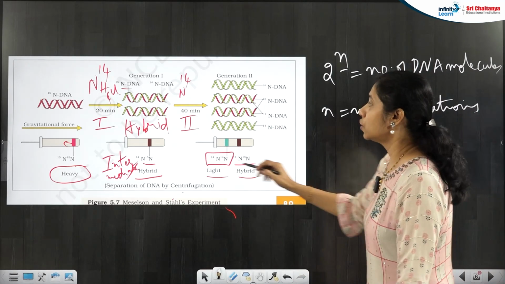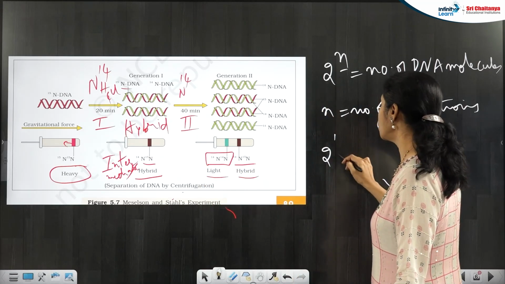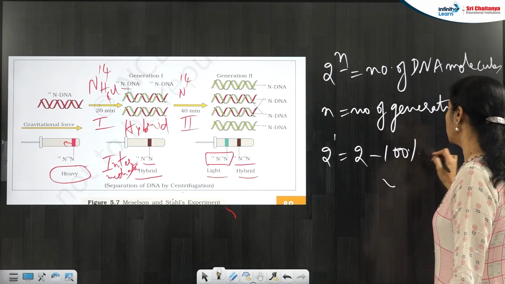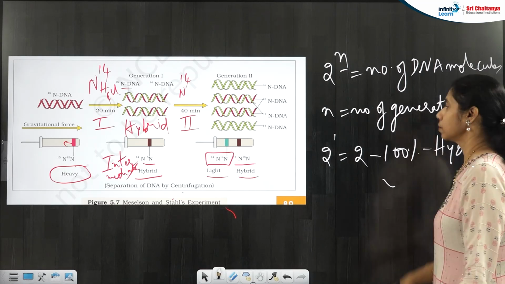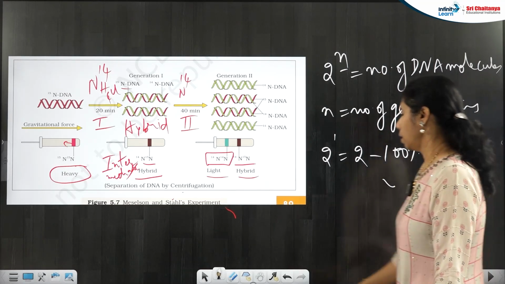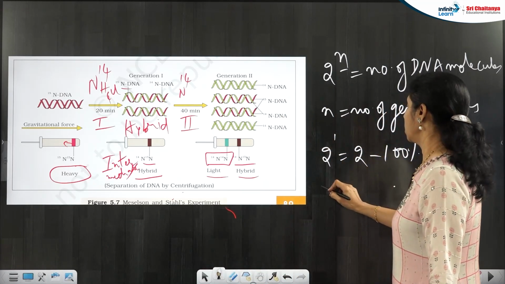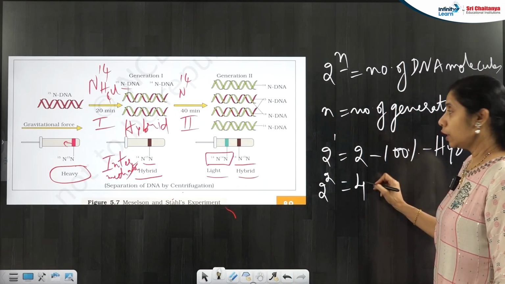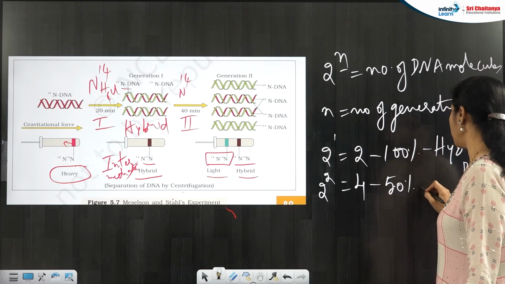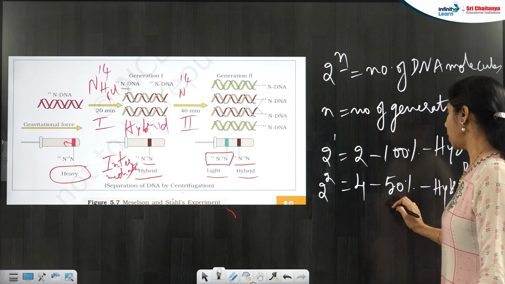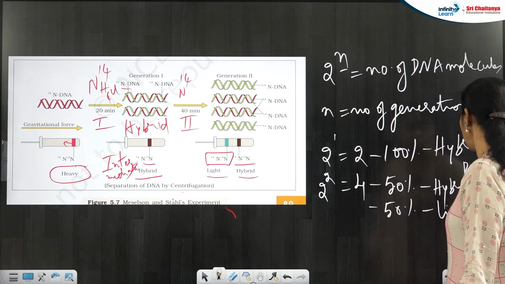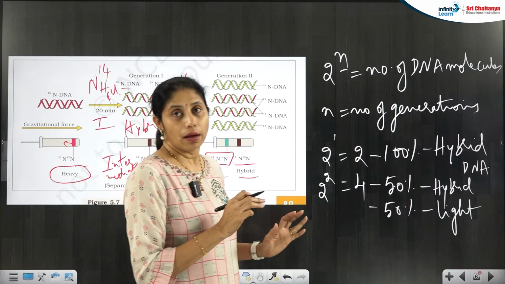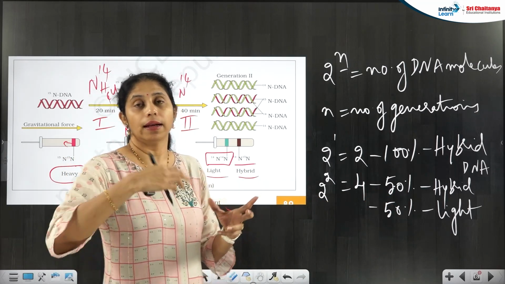Let us take one generation here. One generation means 2 power 1 is equal to 2. 2 daughter DNAs are formed, and those daughter DNAs are 100% hybrid DNAs. If you take 2 generations, like this second generation, the number will be 4. Of these 4, 50% are hybrid DNAs and the remaining 50% are light DNAs. If you go on for many generations, the hybrid DNAs will always be 2 DNA molecules and the total number goes on increasing.